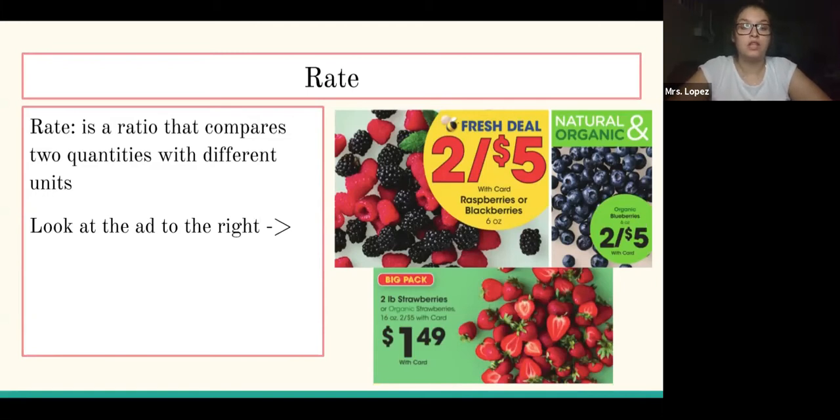Okay. So just to go over it again, a rate is a special kind of ratio that compares two quantities with different units. Again, for every 69 cents, you buy 12 ounces of corn. So that means that you pay 69 cents for every 12 ounces of corn. Just remember that for every part.